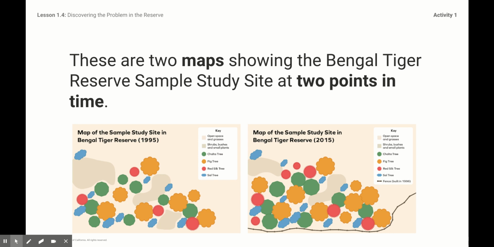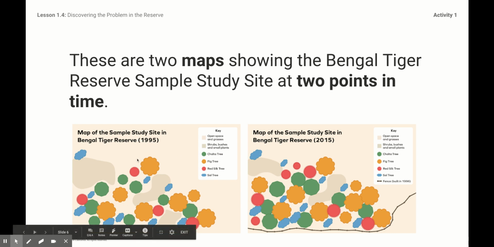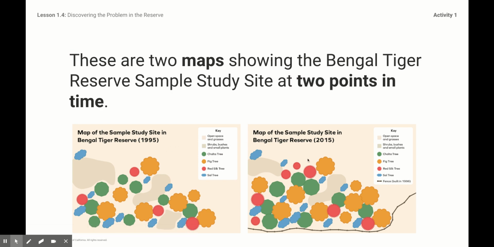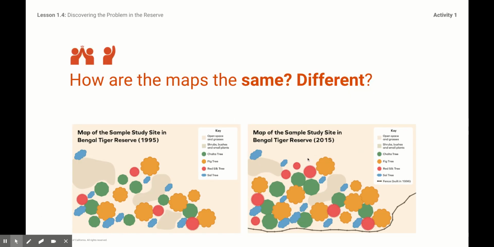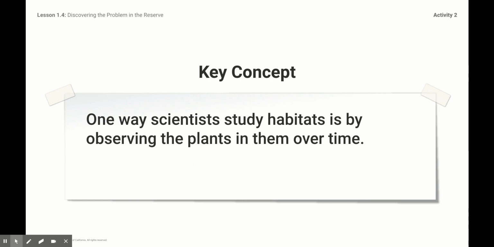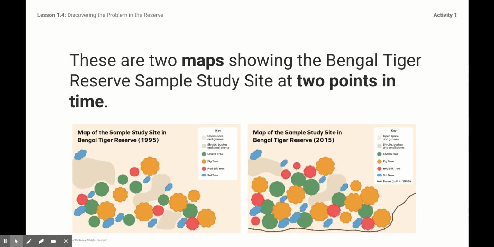So these are the two maps that are showing the Bengal Tiger Reserve sample study site at 2 points in time. So this one is showing the Bengal Reserve in 1995. And then 20 years later, the same map, the same site, and the same area, but 20 years later in 2015.